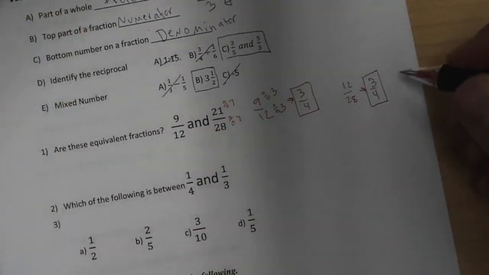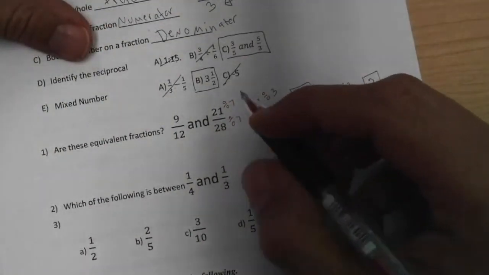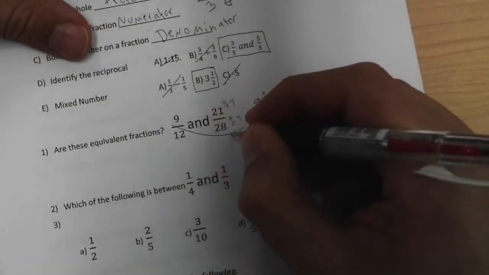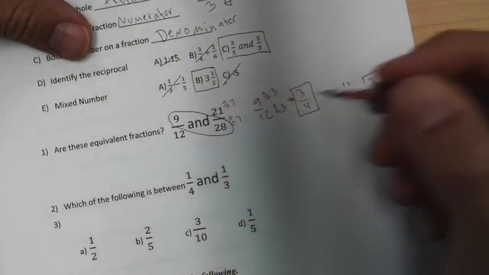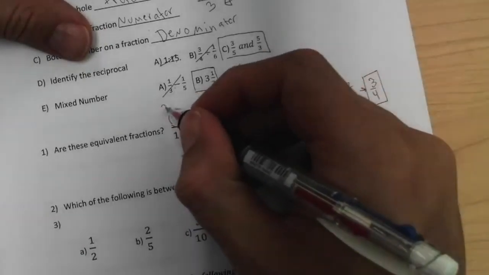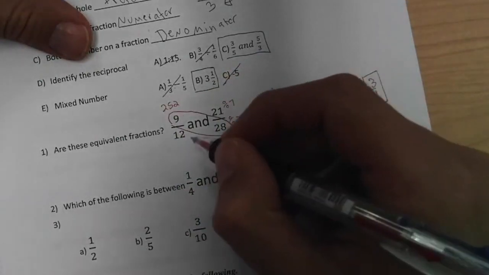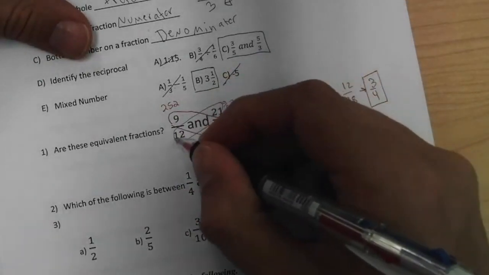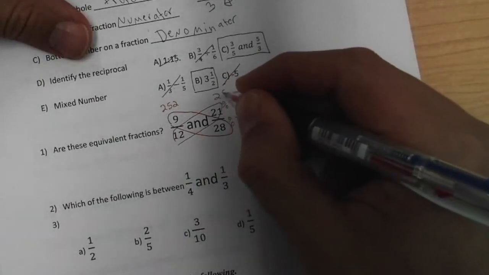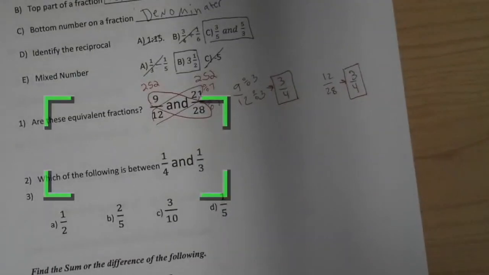Another way you can check to see whether these are equivalent fractions is to multiply diagonally. 9 times 28, 252. 12 times 21, using my head as a calculator there, I get 252. So those are the same, therefore they're equivalent.